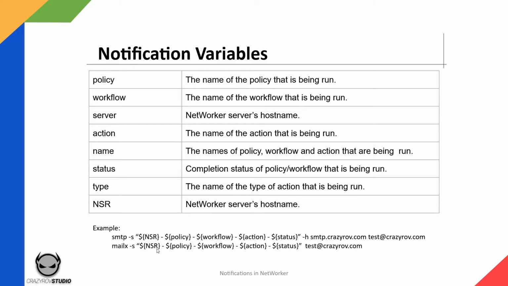The NSR provides the Networker server host name, policy gives you the policy name, the workflow gives you the workflow name, and the action gives you the action name. The important one is status, because the status will help you understand what is the current status of the job for which the notification has been generated. So again, to view it at a glance in your inbox, on the list of emails, will help you understand if you have to take immediate action on any of the failures.